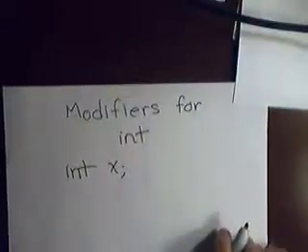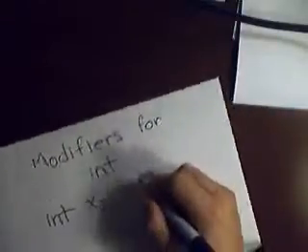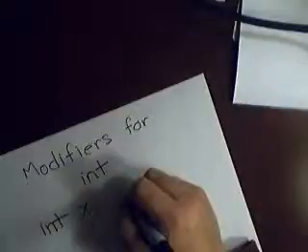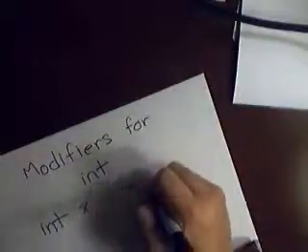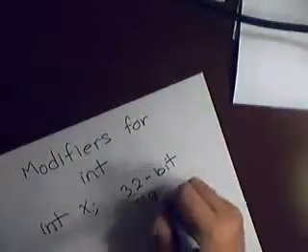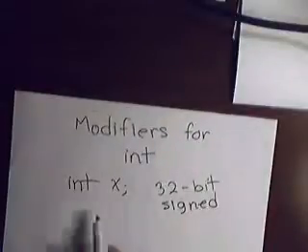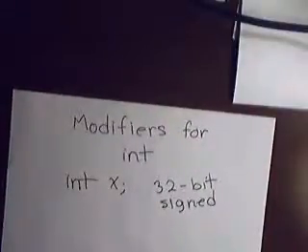Right here, the way it is declared, C assumes that it is 32-bit and it is signed. That's the default when you only use int without any modifier.